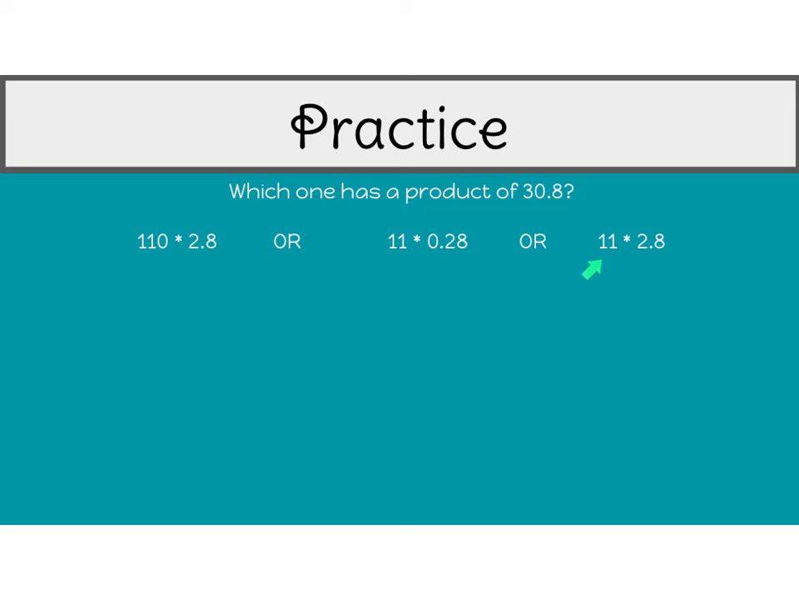If we change this to 10 times 3, this gives us 30. So ding, ding, ding, ding, we have a winner. This would be the most likely choice. That would have an answer of 30 and 8/10.